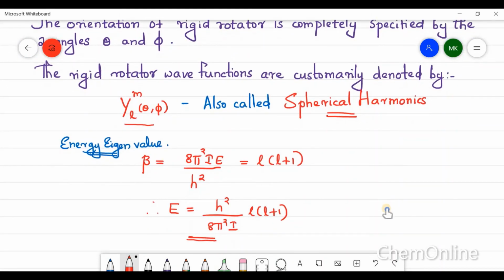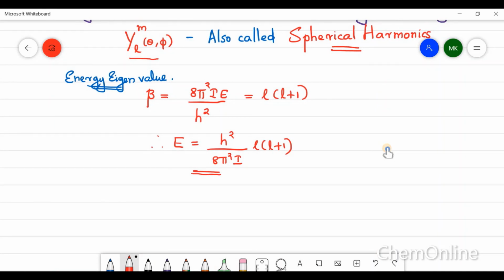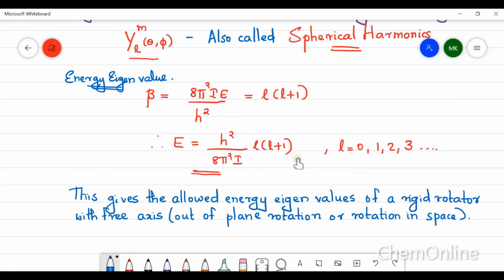Now we also need the energy eigenvalue for a rigid rotator rotating in 3 dimensions. We had beta equals 8 pi square I E by h square, which was also equal to L into (L plus 1). So from this, you can find out the value of E. So E equals h square by 8 pi square I into L into (L plus 1), where L equals 0, 1, 2, 3, etc. So this equation, E equals h square by 8 pi square I L (L plus 1), gives the allowed energy eigenvalues of a rigid rotator with free axis. That is the case of out of plane rotation or rotation in space.